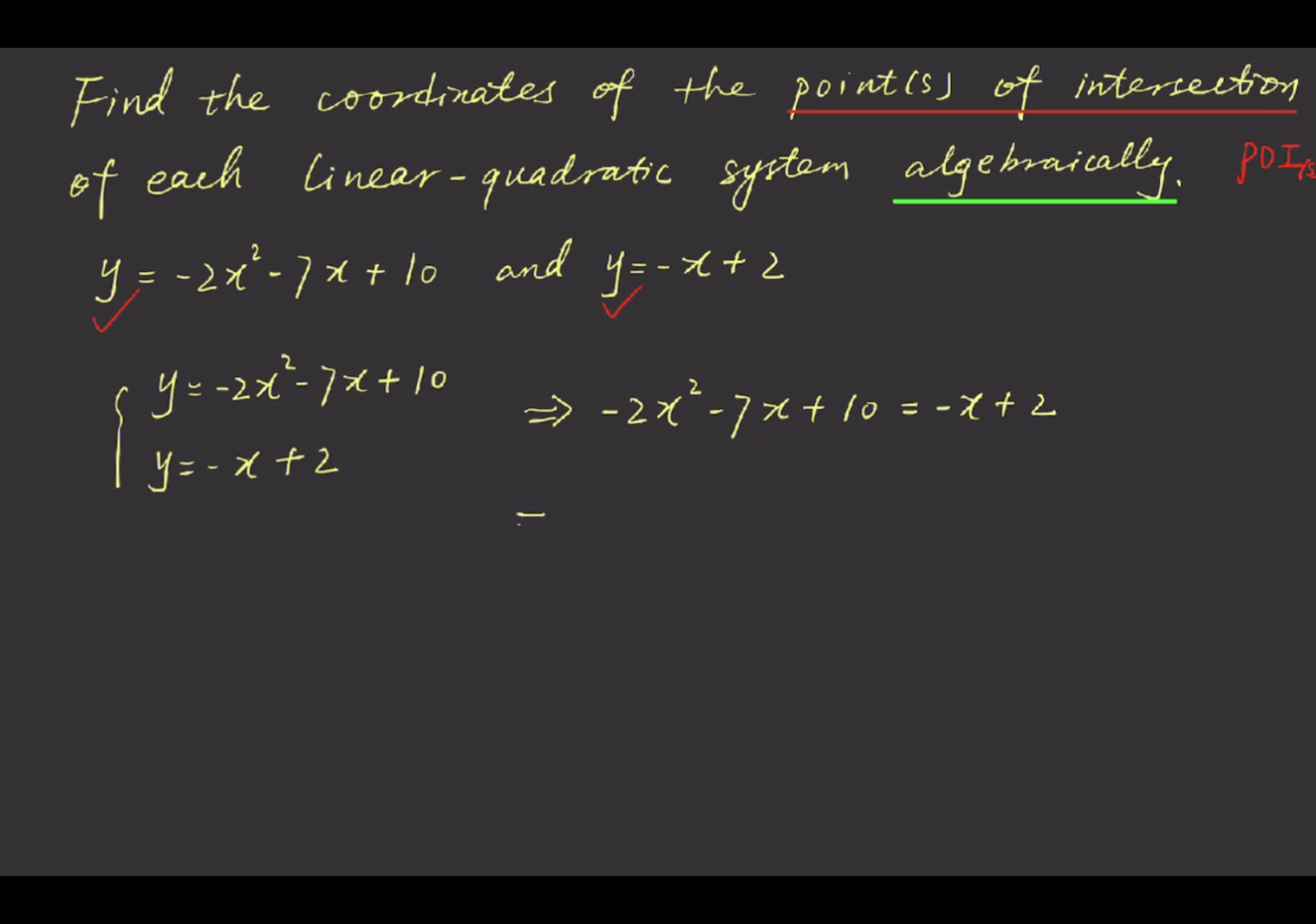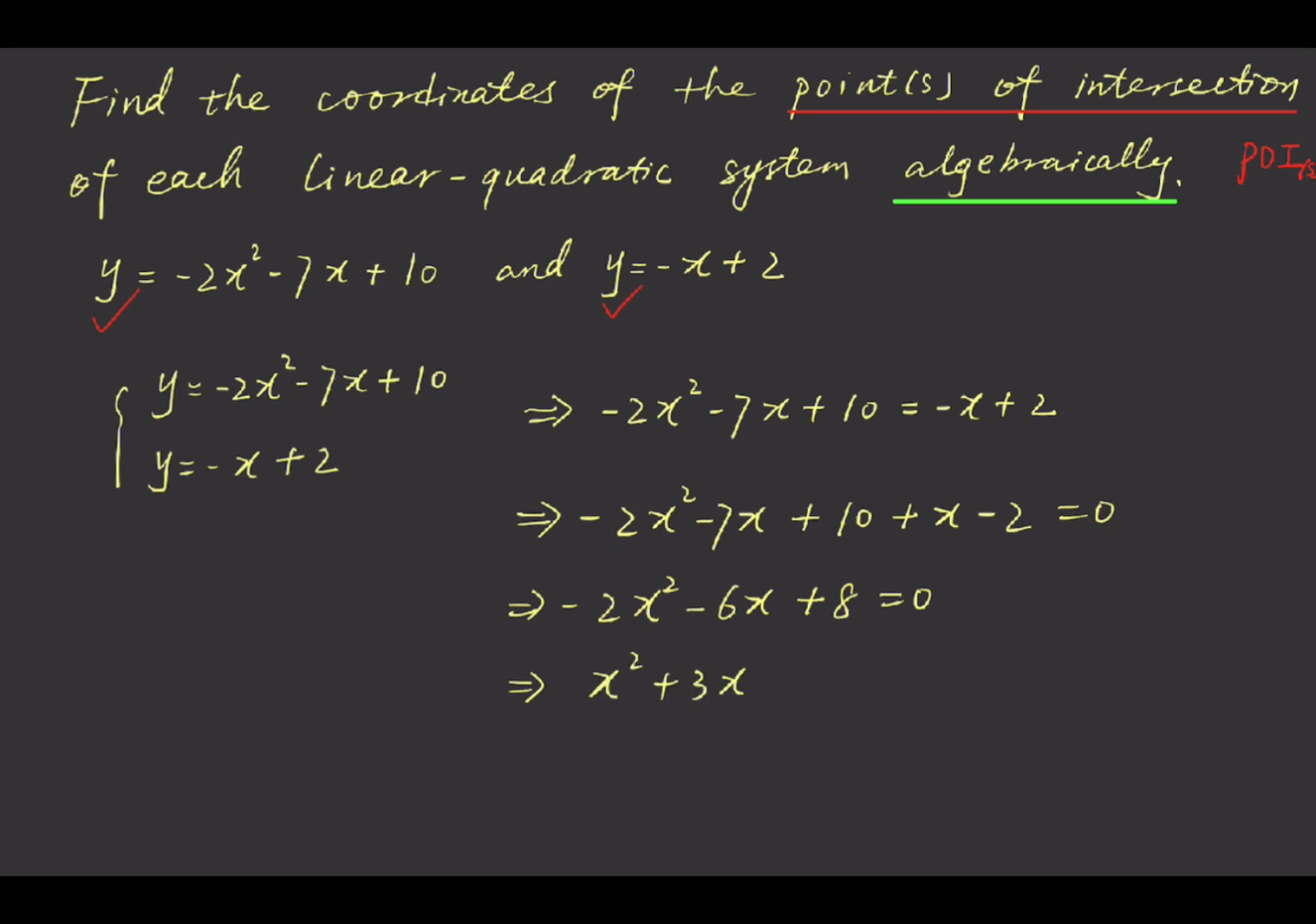Okay, next let's focus on this equation. First, we want to move all the terms from the right side to the left side. Then we collect the like terms. Negative 2x squared minus 7x plus 10 plus x minus 2 equals 0. Negative 2x squared minus 6x plus 8 equals 0. Divide by 2 on both sides. We have x squared plus 3x minus 4 equals 0.